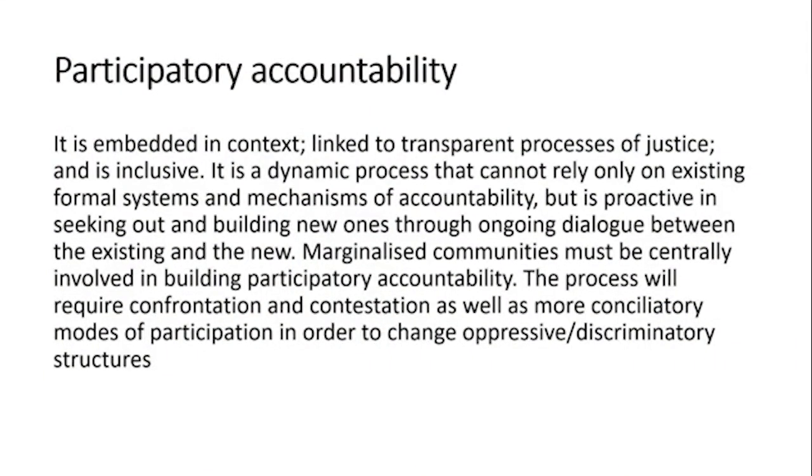Just quickly, when we talk about accountability, we have our ideas about what participatory research looks like, and we also have ideas about what participatory accountability looks like. It's contextual, embedded in context, linked to transparent processes of justice, aspirational, and inclusive. It cannot rely only on existing formal systems and mechanisms of accountability. It resonates with traditional practice and mechanisms, and is proactive in seeking out and building new ones through ongoing dialogue between the existing and the new. Marginalised communities must be centrally involved in building this kind of accountability. And it is likely to, and often does, involve confrontation and contestation, because the structures of traditional forms of accountability either are not functioning or benefit the few and are designed to exclude minorities.